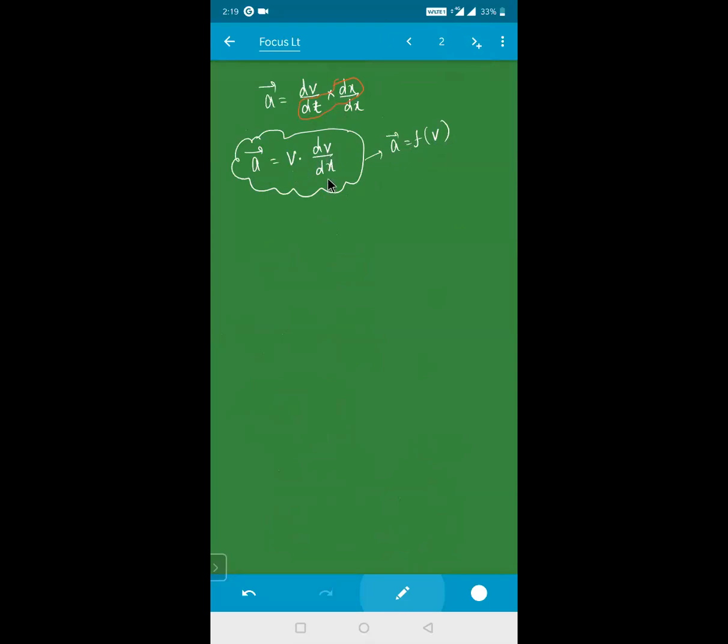V into dv by dx, and velocity is a function of x. Then this velocity should be a function of x. Then I can use the formula a equals v into dv by dx as the relation.